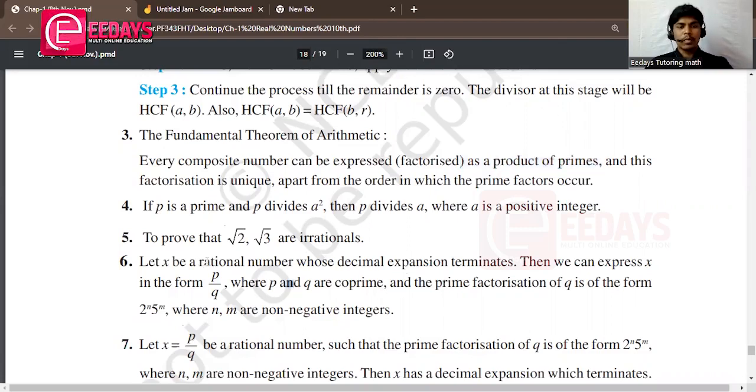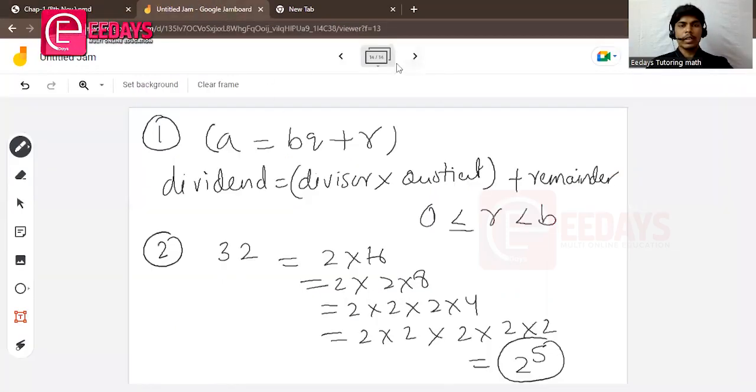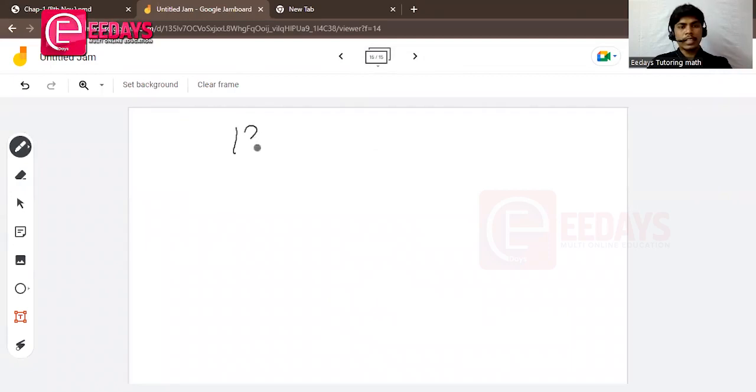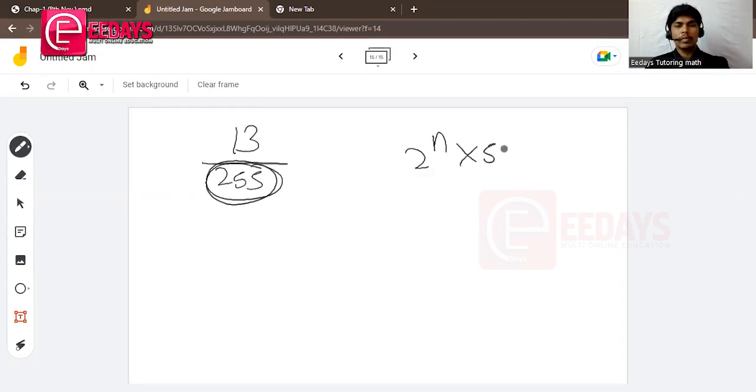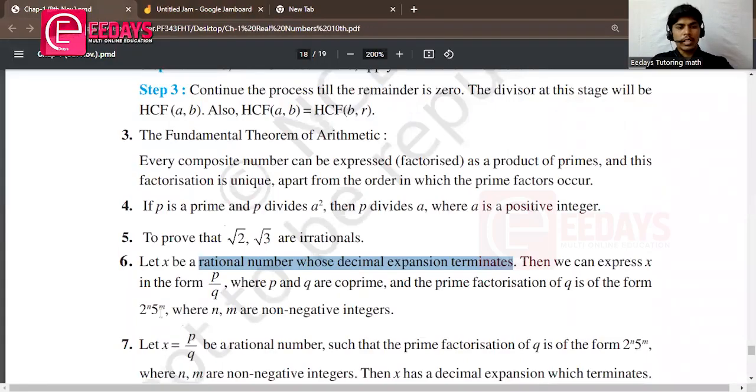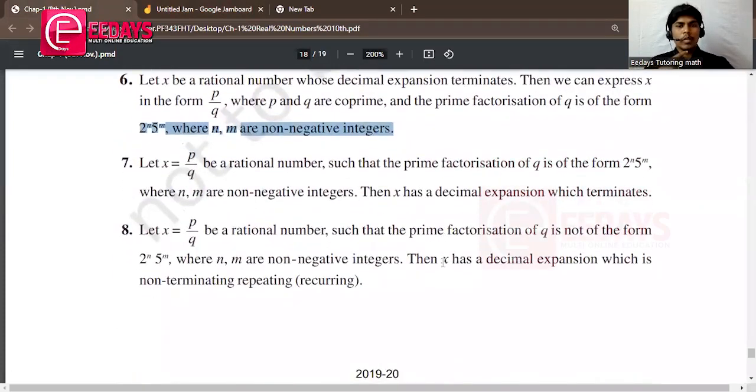Now the decimal expansion of rational numbers. What did we do in the decimal expansion? If the number is, let's take 13 by 255, observe the denominator. You just write the denominator in prime factors. If it is in the form of 2 power n into 5 power m, then it is terminating. If it is not in this form, then we call it non-terminating. This is what we learned about 2 power n into 5 power m, where n and m are non-negative integers. These are the conditions for decimal expansion.